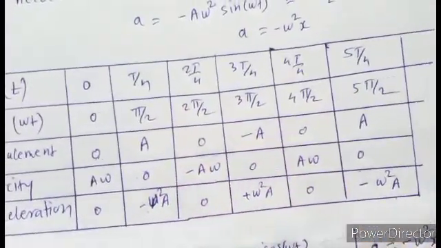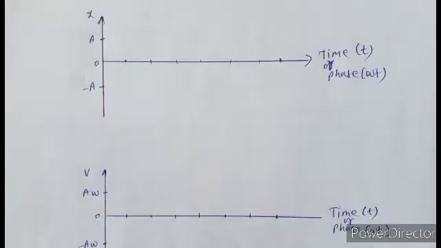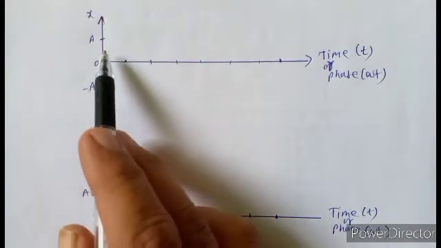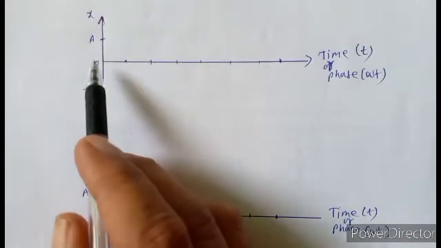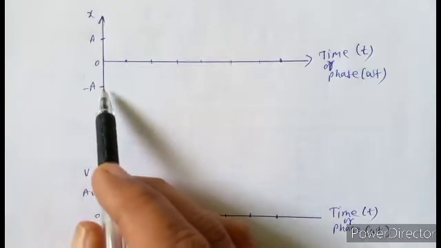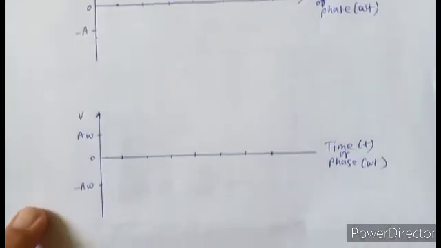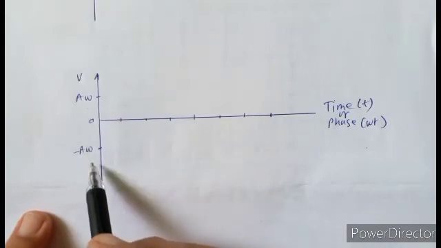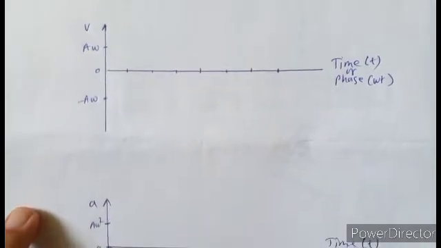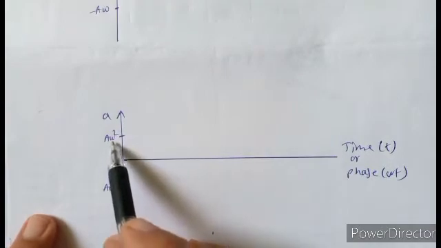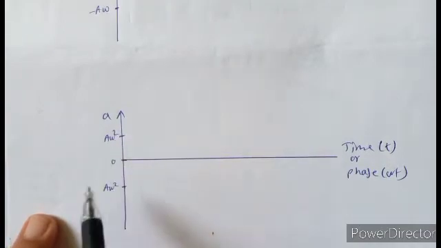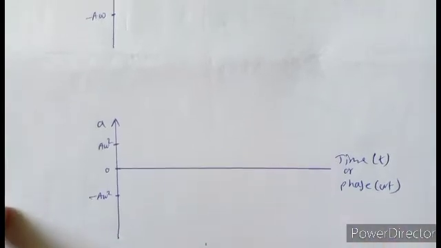So, the graphical representation of this table. We draw the graph of displacement, velocity and acceleration. First we draw the displacement. Maximum value is plus A, minimum value is minus A. For velocity, maximum value is A omega and minimum value is minus A omega. And for acceleration, maximum value is A omega square, minimum value is minus A omega square.